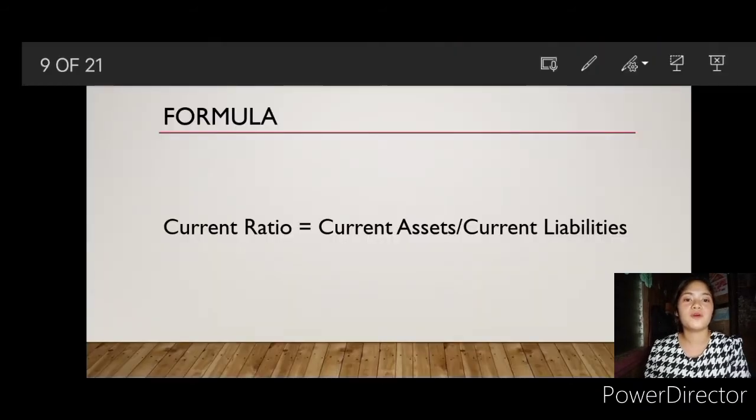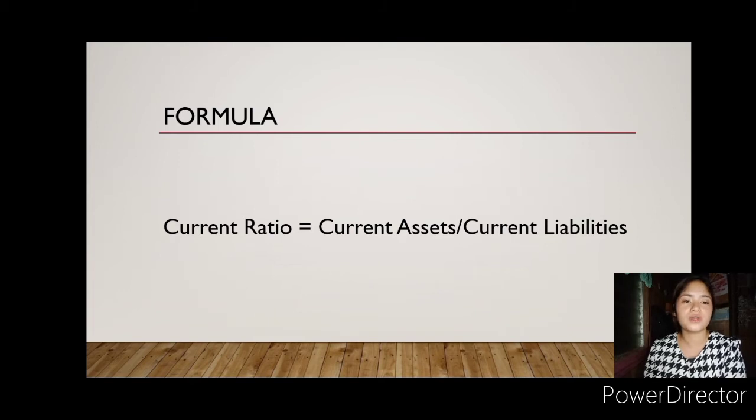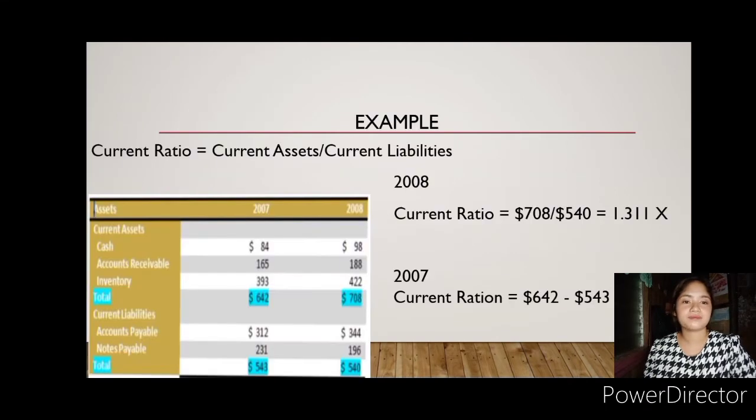So, the formula for current ratio is equal to current assets over current liabilities. The first step in liquidity analysis is to calculate the company's current ratio. The current ratio shows how many times over the firm can pay its current debt obligation based on its assets. Current usually means a short-term period of less than 12 months. The formula is current ratio is equal to current assets over current liabilities.